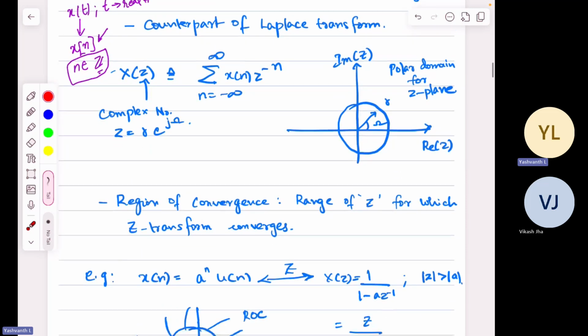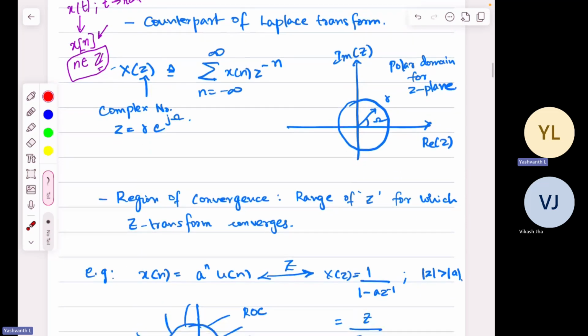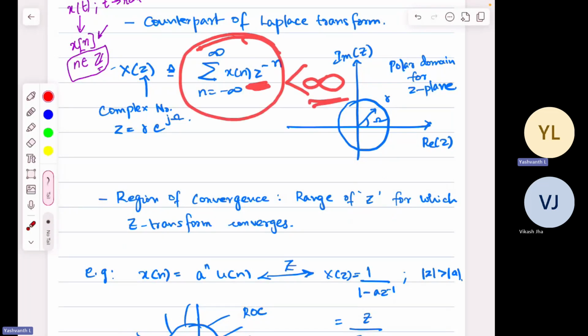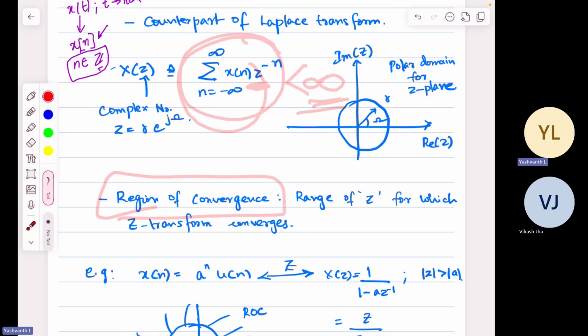Similar to how we have a region of convergence in the case of a Laplace transform, we also have a region of convergence for a Z transform. What is it? Basically the range of z for which the Z transform converges, that is, this number should be a converging number less than infinity. All values of z for which this number is less than infinity constitute the region of convergence. So let's take an example.